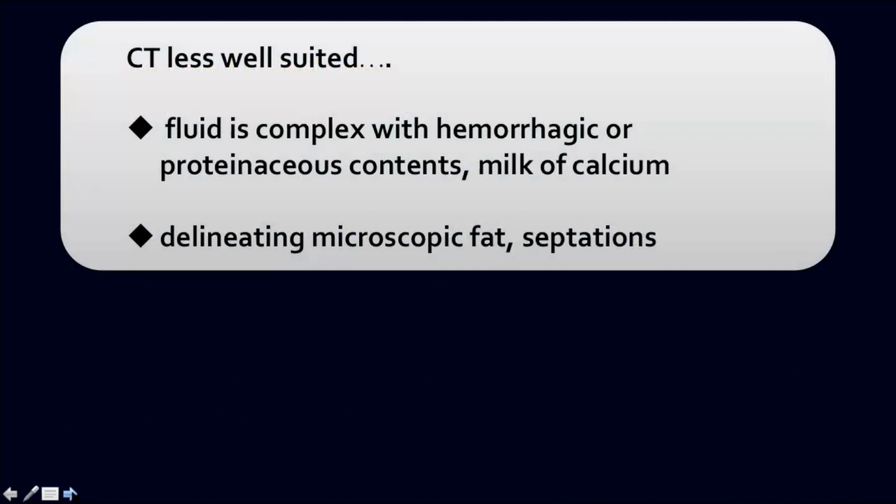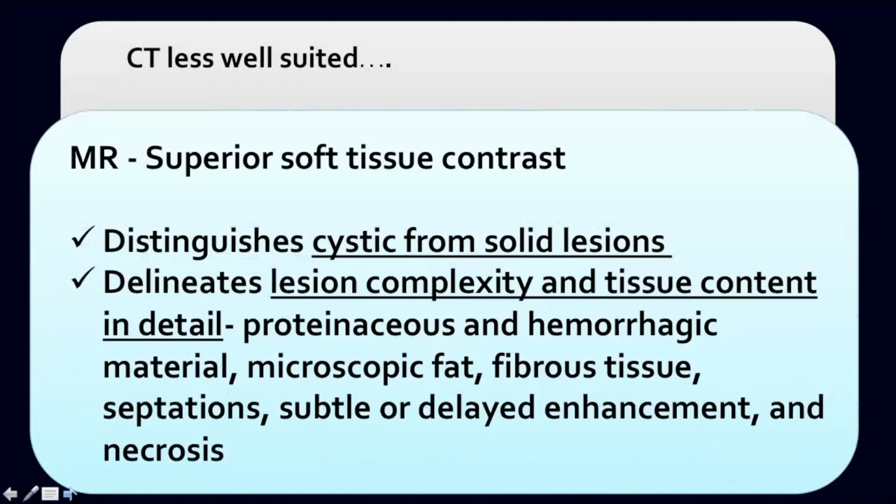Now, where CT is less well-suited is when you are dealing with a mass which has complex fluid with hemorrhagic or proteinaceous contents or milk of calcium, or when you're trying to delineate microscopic fat with septations. So here, MR is a much superior imaging modality. It readily distinguishes cystic from solid lesions. It delineates lesion complexity and tissue content in a lot of detail, picking up on proteinaceous and hemorrhagic material, microscopic fat, fibrous tissue, septations, and subtle or delayed enhancement in these masses.